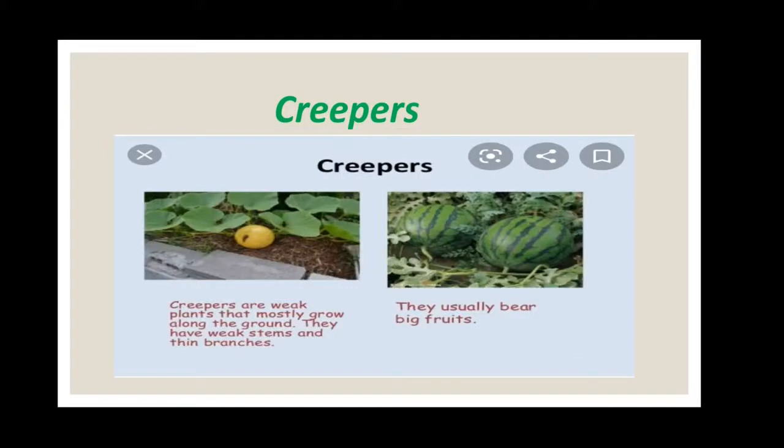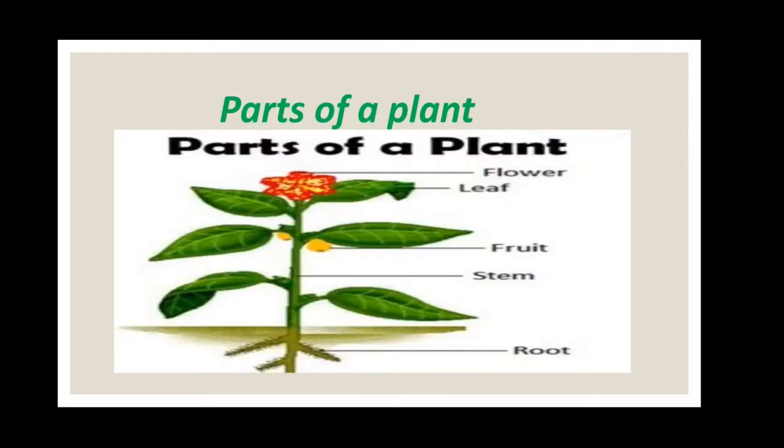Next is creepers. Creepers are weak plants that mostly grow along the ground. They have weak stems and thin branches. They usually bear big fruits, like watermelon, pumpkin. Next point is parts of plants. Plants have majorly 5 parts: flower, leaf, fruit, stem and root.